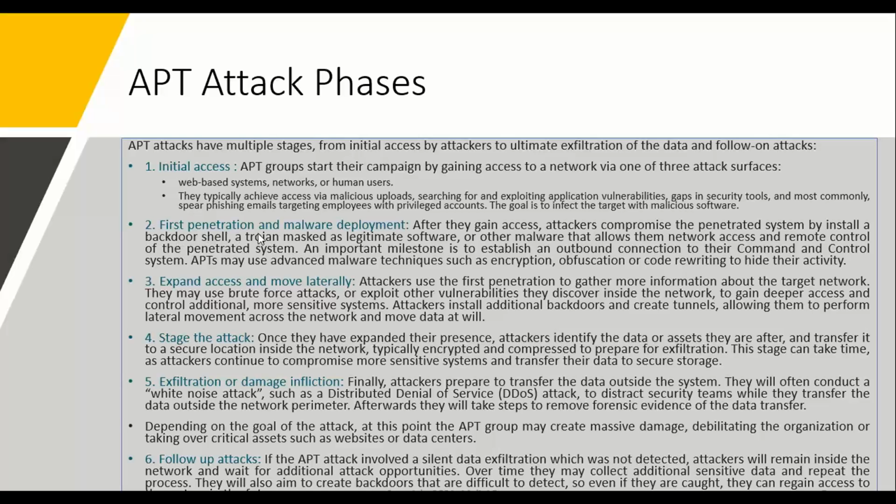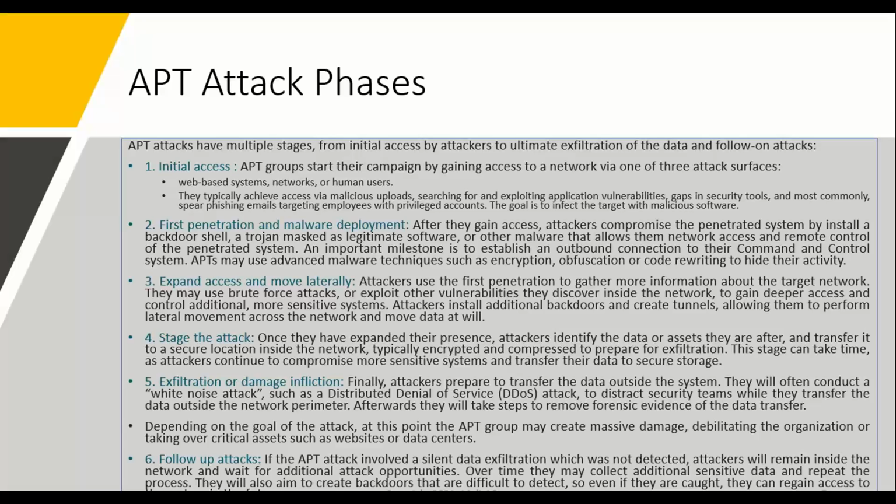So the next step is the malware deployment, right? After the hacker gets access, the attacker compromises the penetrated systems by installing a backdoor shell, a Trojan masked as legitimate software, or malware that allows them the network access and remote control of the penetrated system. An important milestone is to establish an outbound connection to their command and control system.